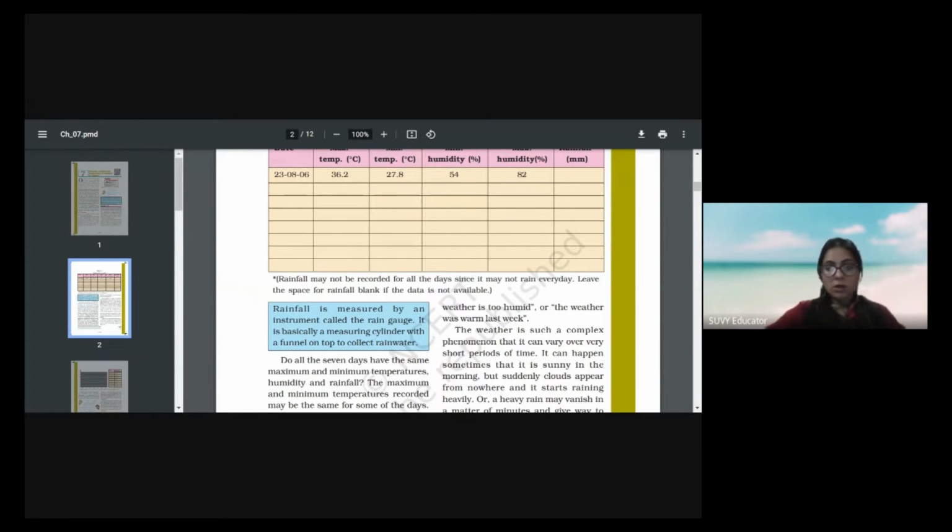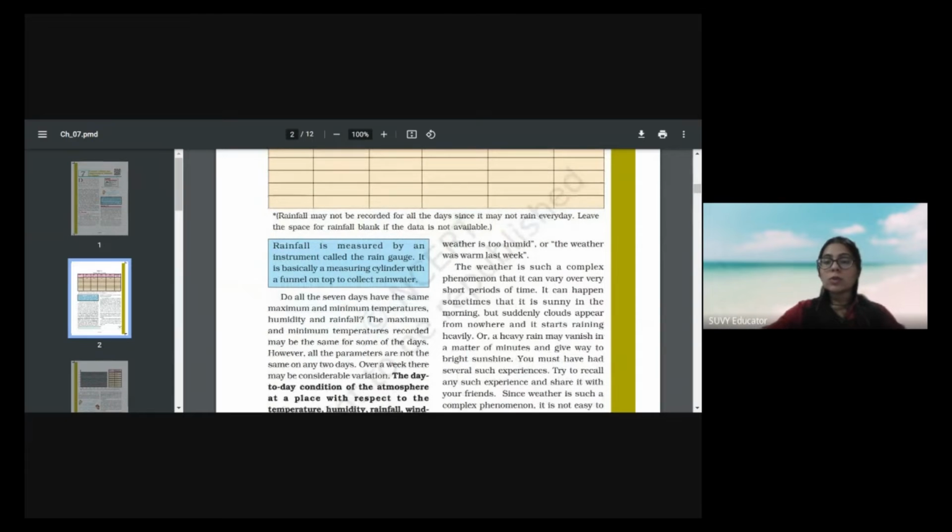Now weather is a complex phenomenon, in that it can vary over very short periods of time. It can happen sometimes that it is sunny in the morning, but suddenly clouds appear from nowhere and it starts raining heavily. So weather can also change within hours.